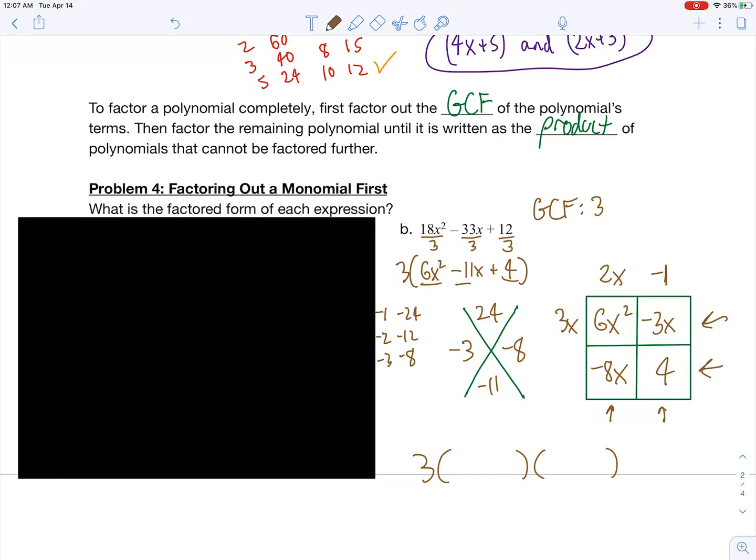And for the last row, I should be able to factor out a 4. Again, pay attention to that negative 8x. I should be able to factor that out as a negative. All I have to do is list 2x minus 1, top of the box, 3x minus 4, that's our side, and this is our answer.